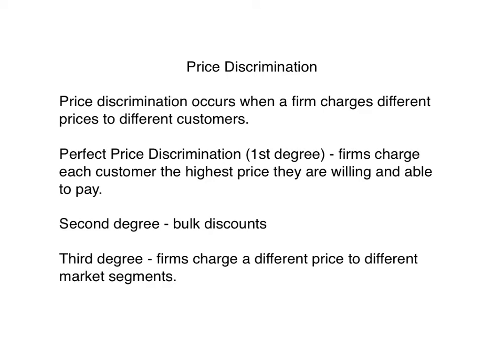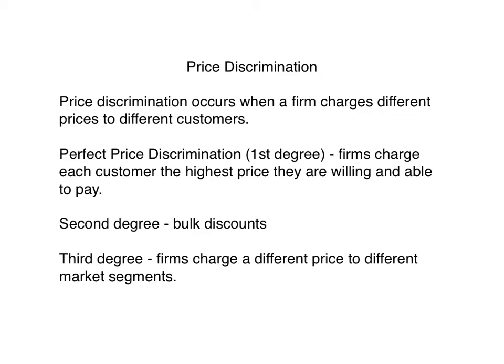Much more common is second degree. This is where firms charge a lower price to customers who buy in bulk or buy large quantities. So maybe you're ordering t-shirts for your youth group or your softball team or your civic organization, and the seller tells you that if you'll buy 50 or more, we'll knock off a couple dollars per shirt. That's second degree price discrimination. If you've ever ordered a number 3 extra value meal, that's a form of second degree price discrimination.